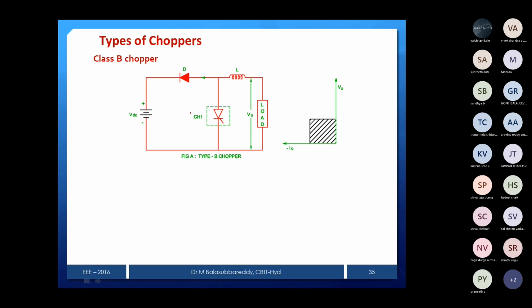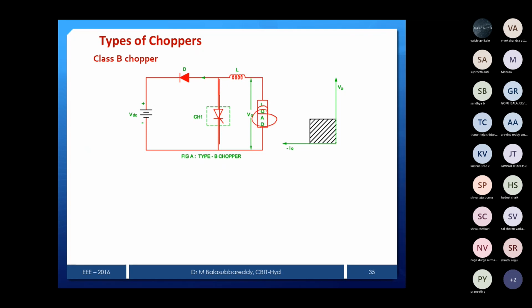Now we can see here again two logics. Chopper is on and chopper is off. So once you understand this small logic, in any circuit you can draw the waveforms or the derivation or everything. Now suppose the chopper is on. If the chopper is on, what will happen? Let's consider in this case all these types.